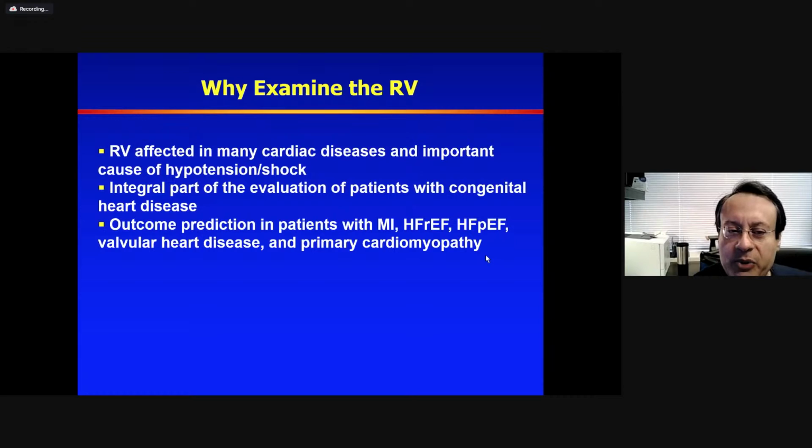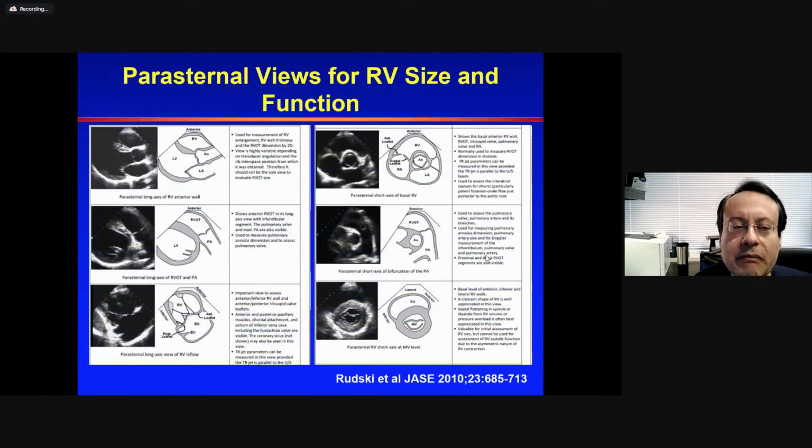For the adult population, there are a lot of diseases where the RV function has been shown to predict outcome, including patients with heart failure, valvular heart disease, left-sided valvular heart disease, and of course right-sided as well as different cardiomyopathic disorders. For echocardiography, we rely on 2D and, more recently, 3D.